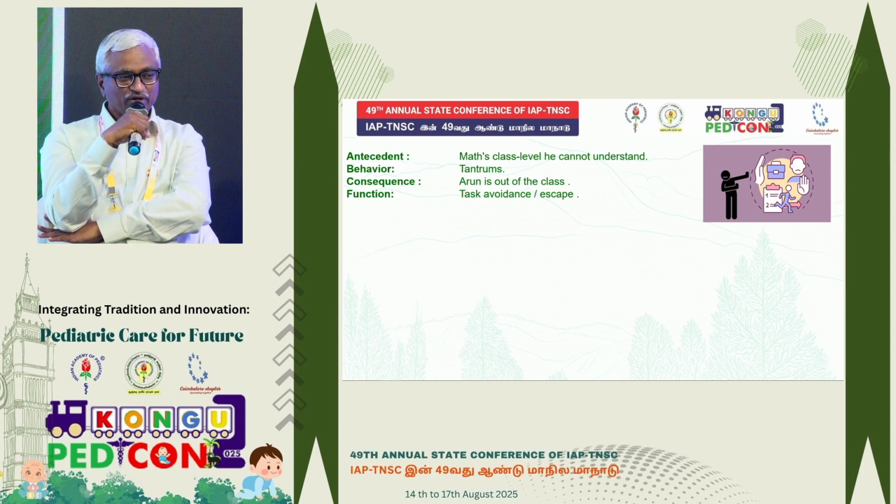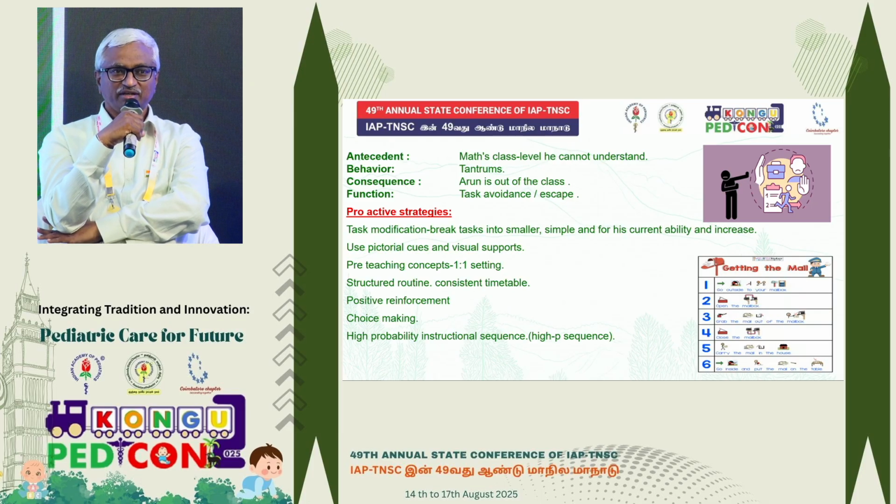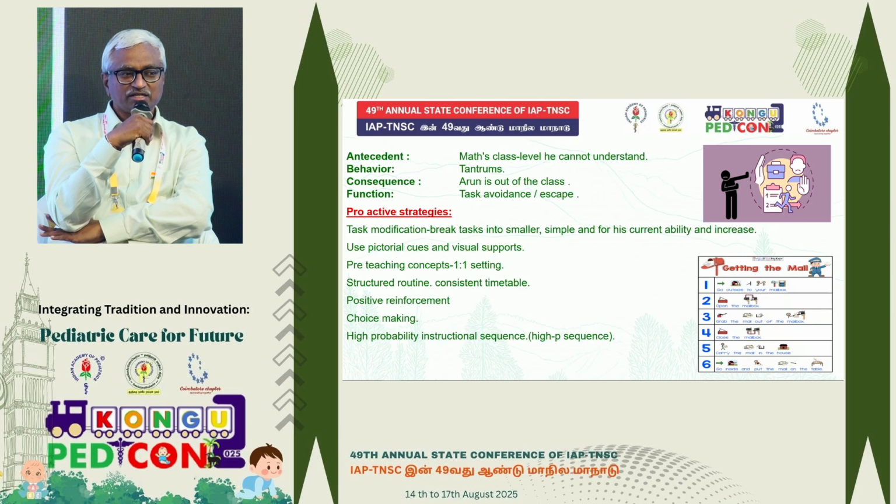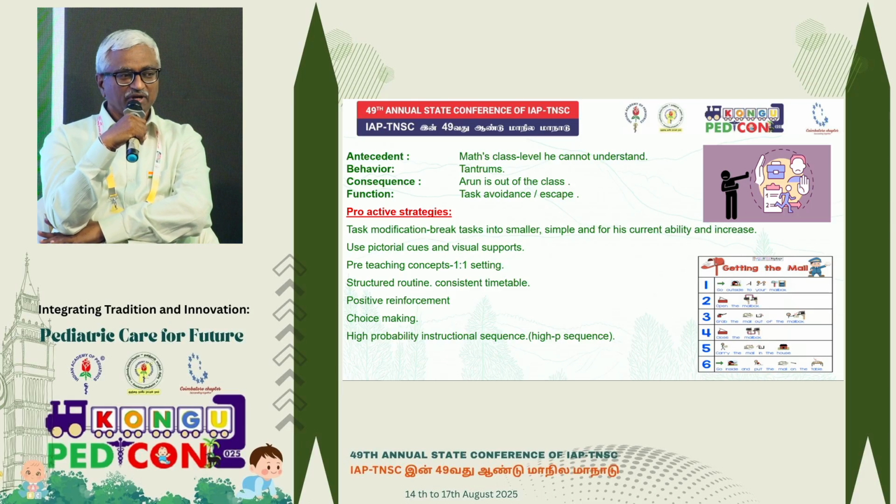So we are going to go into the ABC. The function of the behavior was task avoidance. He just wants to avoid maths. So the consequence was he was taken out of the class. So definitely when he has gone out of the class, he has achieved what he wanted. This is not the way we should do it. The behavior was a tantrum, and the antecedent was the maths class was at a level he could not understand.